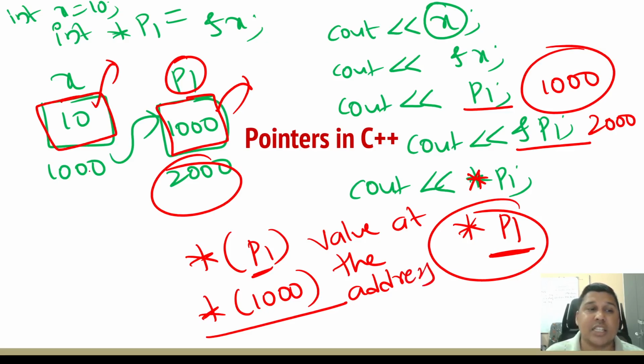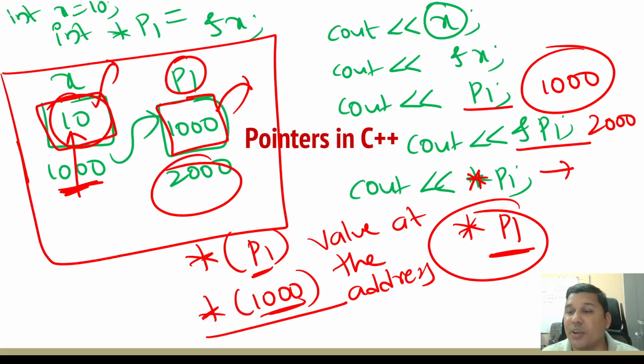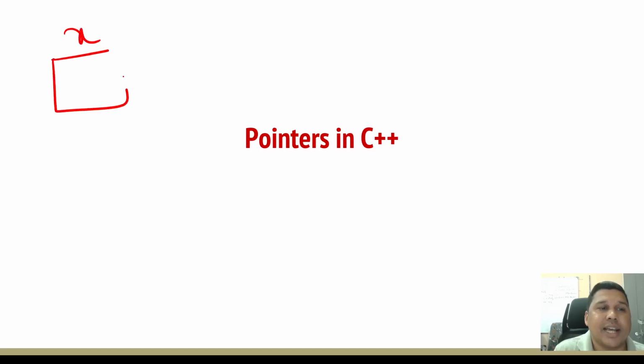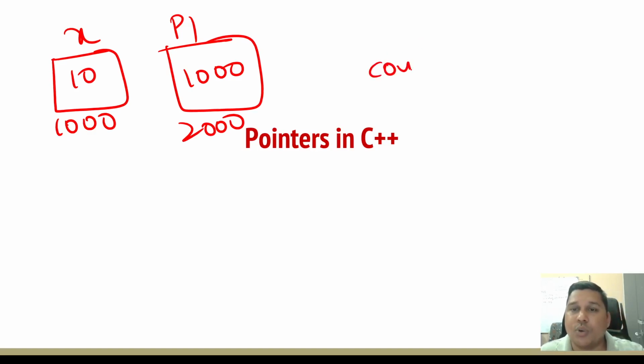So where in this computer RAM, in this RAM memory, where is the address 1000? Here. What is the value inside it? 10. So therefore star p1 will give you 10. This is the basic understanding about the pointers. Now I am talking about pointer arithmetic. So x is there, it has 10, address is 1000, and p1 is there, it is storing 1000, its address is 2000.